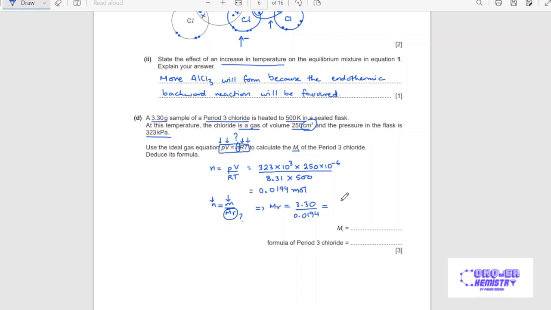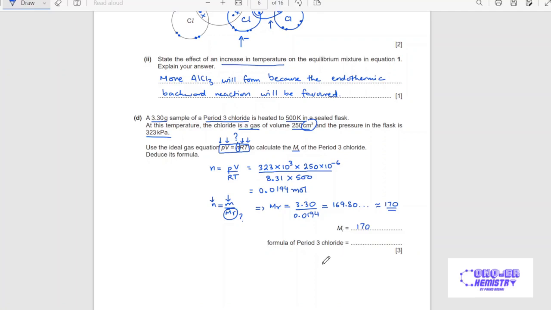an answer that looks something like 169.80, blah, blah, blah. So I'm going to just round this up to 170, right? Keep it to 3 significant figures, all right? Because now this is the final answer, 170. So I can keep this to 3 significant figures according to the data in the question, right? Now, I need to identify the formula of the period 3 chloride.